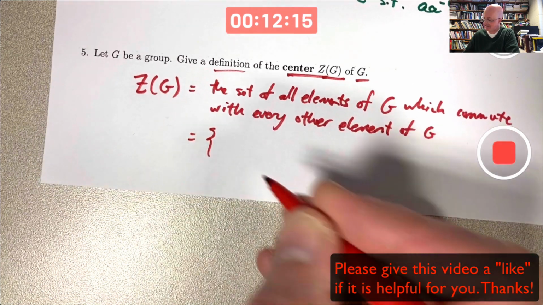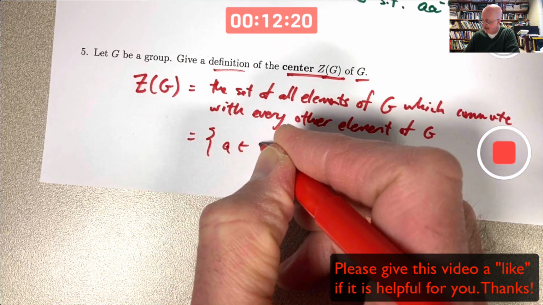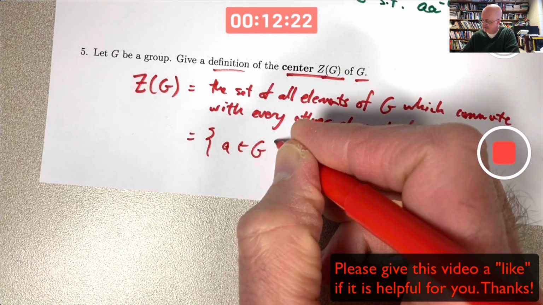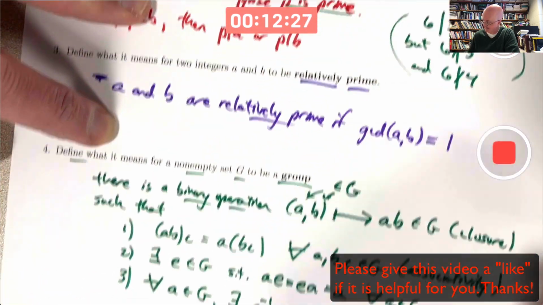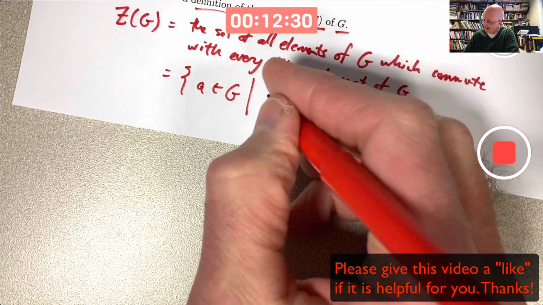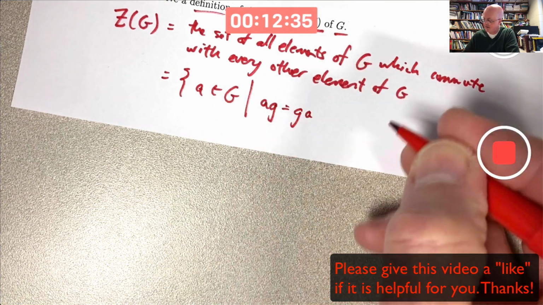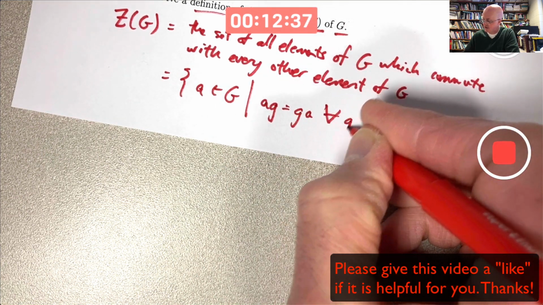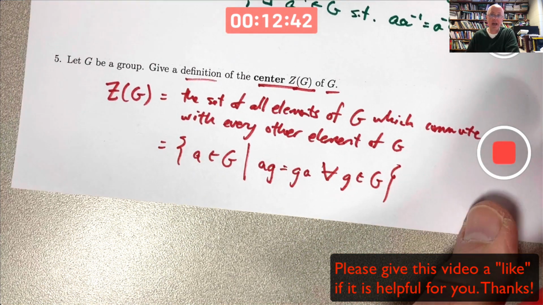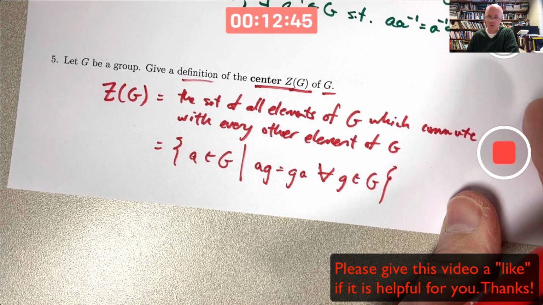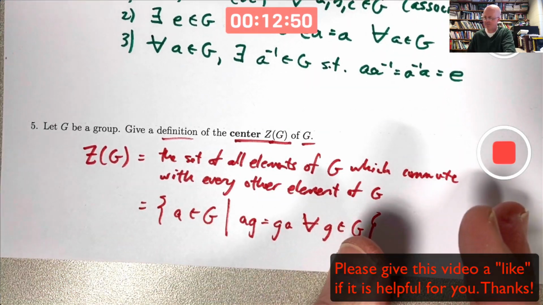In terms of set builder notation, it's a little quicker to write. You could write this as the set or collection of all elements, call them a, in capital G, such that (this vertical line means "such that"; the other vertical line up here meant "divides") a times g equals g times a for every other element, little g, in capital G. Either of these for my students would be an okay answer, or they could write both if they wanted to. They should be able to write both. You should be able to write both.